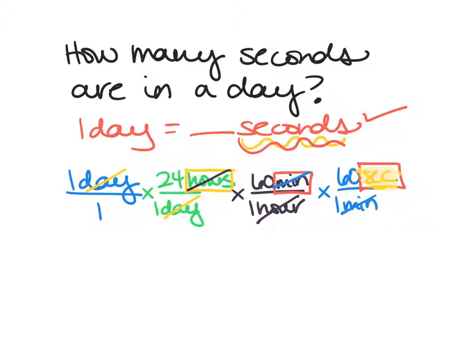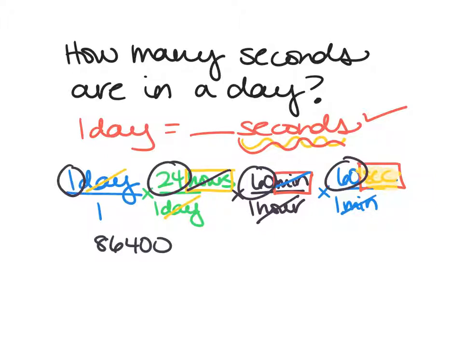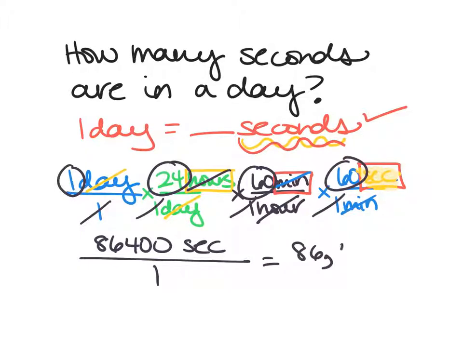Now I can multiply. That's the second step. I said you multiply. So I'm going to multiply 1 times 24 times 60 times 60, which I do not know what that is. So let me see what it is. And that is 86,400. And the only other thing I have left on top is seconds. And then on the bottom, 1 times 1 times 1 times 1 is 1. So this is 86,400 seconds.